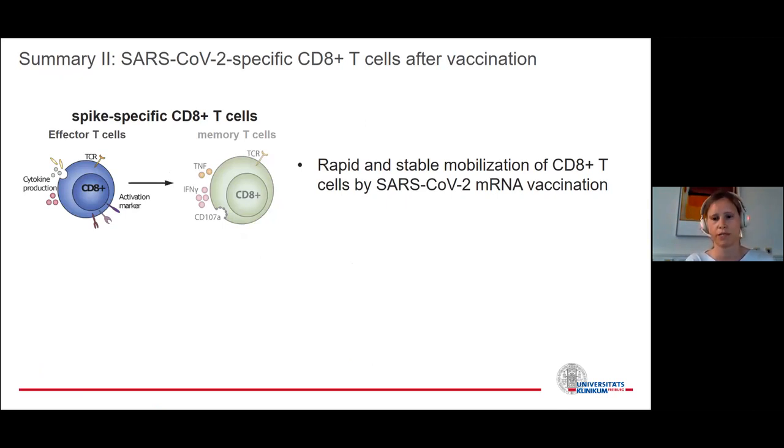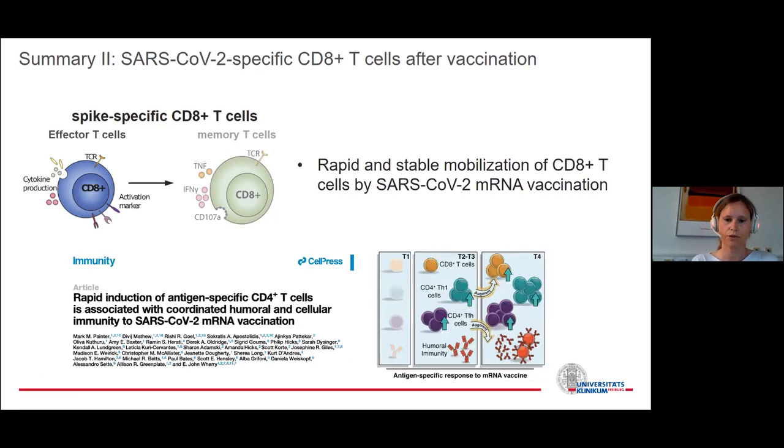So to sum this up, after mRNA vaccination with the BioNTech Pfizer vaccine, we observe a rapid and stable mobilization of CD8 T cells by the vaccine. And this has also been observed by the group of John Verry for the CD4 T cells. So this seems to be right for CD8 and CD4 T cells, that these are rapidly induced.